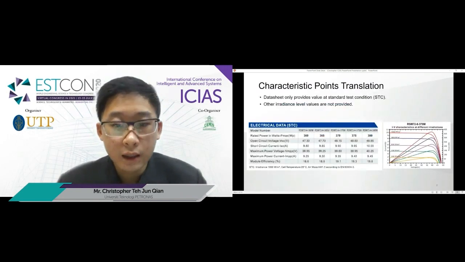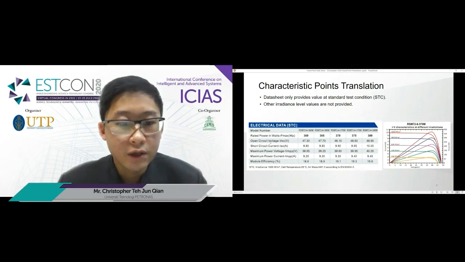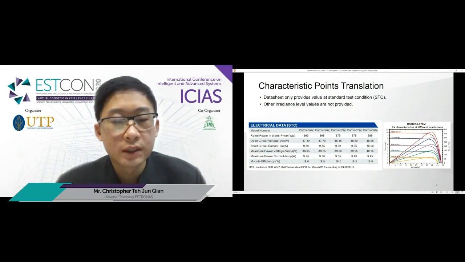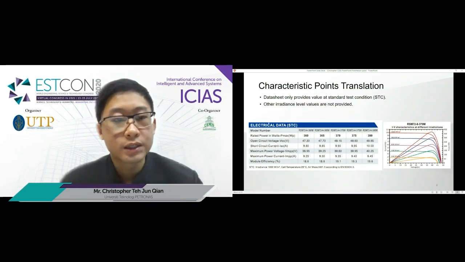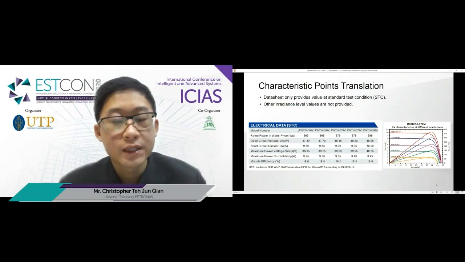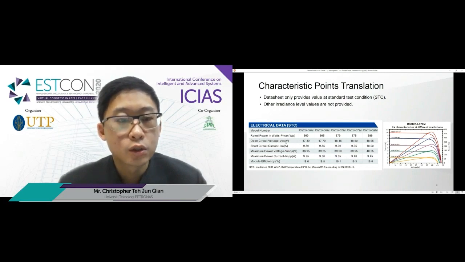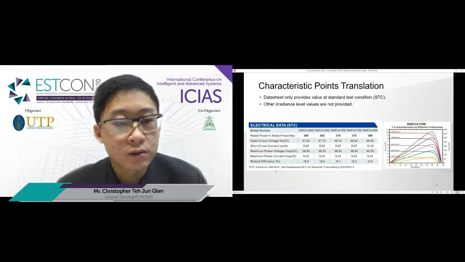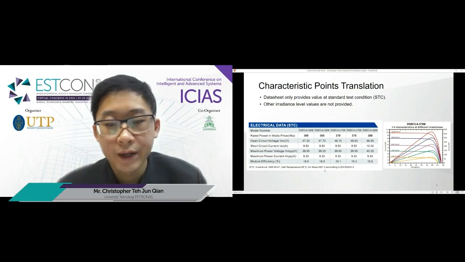So normally, from a datasheet, the values given are based on standard test condition, STC. So this is an example that you can see. The table here is taken from a datasheet. So we have the 3 characteristic point values, and all of these are evaluated at STC. So STC refers to 1000 watt per meter square, cell temperature at 25 degrees, and air mass 1.5.